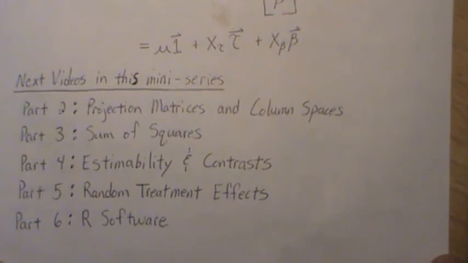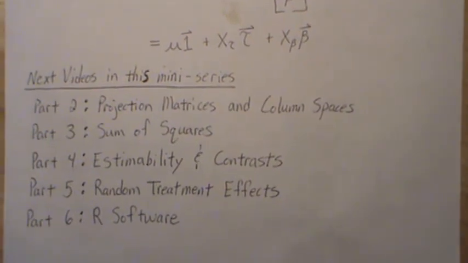Now, in the next 5 videos, we're going to look at the projection matrices and the column spaces associated with the design matrix. We're going to look at the sums of squares, estimability and contrasts, and then we're going to talk about random treatment effects within the complete block design, and then part 6 will illustrate this with the R software.